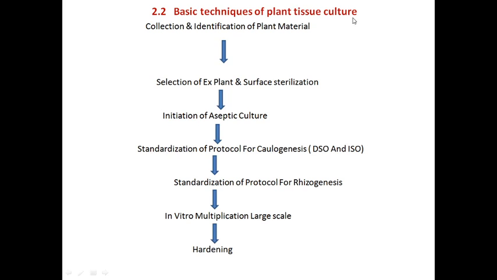So for the basic technique of plant tissue culture, the first important thing is collection of the plant material. Then identification of the plant material. If we collect any plant from the forest or nearby region, then the identification is the most important. Then, students, next is the selection of explant. What is an explant? An explant is nothing but the source of tissues. The source of explant can be a stem, leaf, axillary bud, pollen grain, embryo, endosperm; all these are sources of explant.